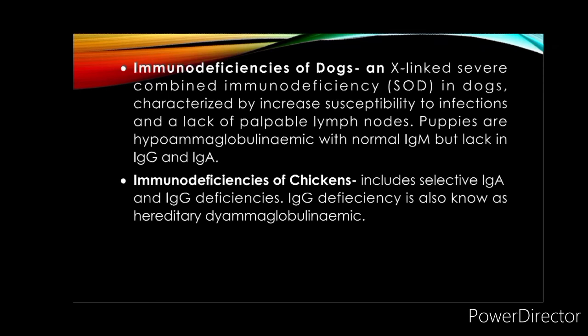The other immunodeficiencies of dogs include selective immunoglobulin deficiency, selective IgA immune deficiency, transient hypogammaglobulinemia, T cell deficiency, and acrodermatitis. And then last, we have the immunodeficiencies of chickens, which include the selective immunoglobulin A and immunoglobulin G deficiencies. The immunoglobulin G deficiency is also known as the hereditary agammaglobulinemia.